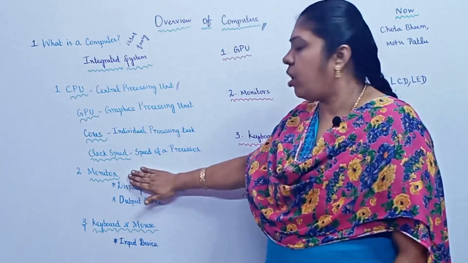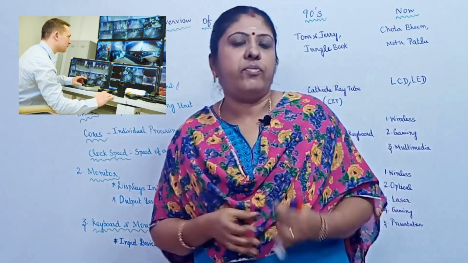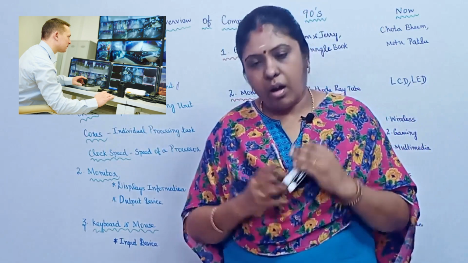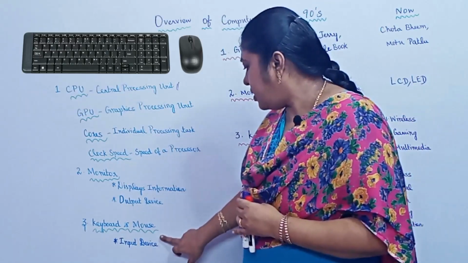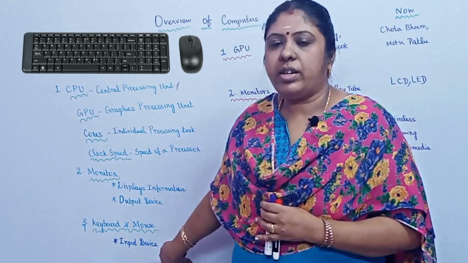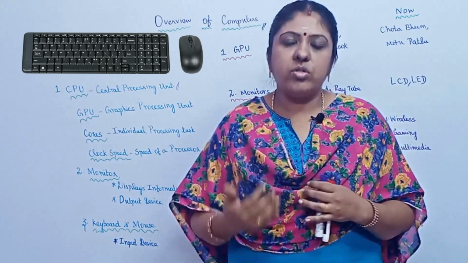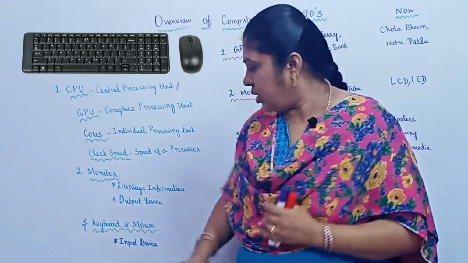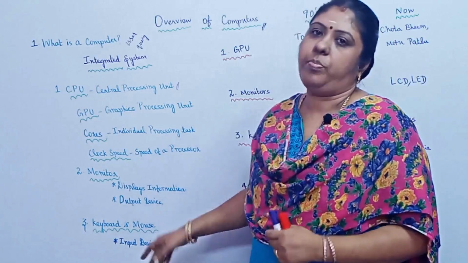Then comes the monitor, which displays the information, and it can also be represented as an output device. And next comes the keyboard and mouse, which are called input devices. That is, the user gives data to the computer using this keyboard and mouse.